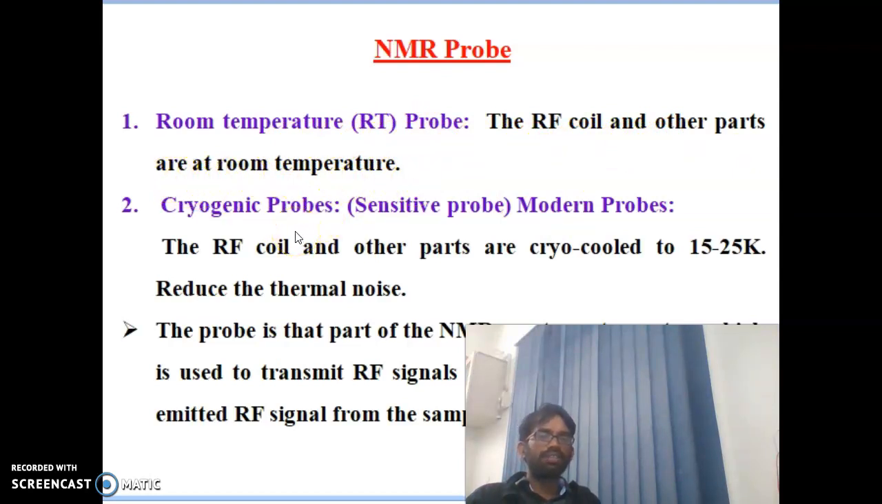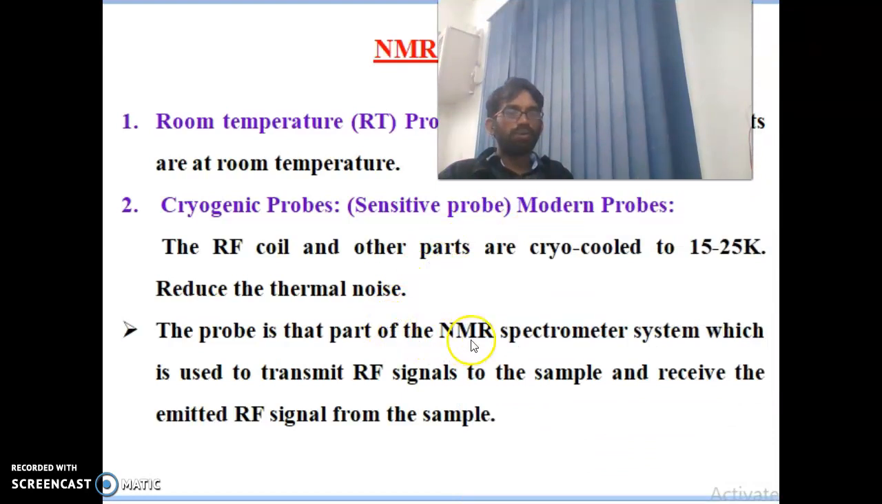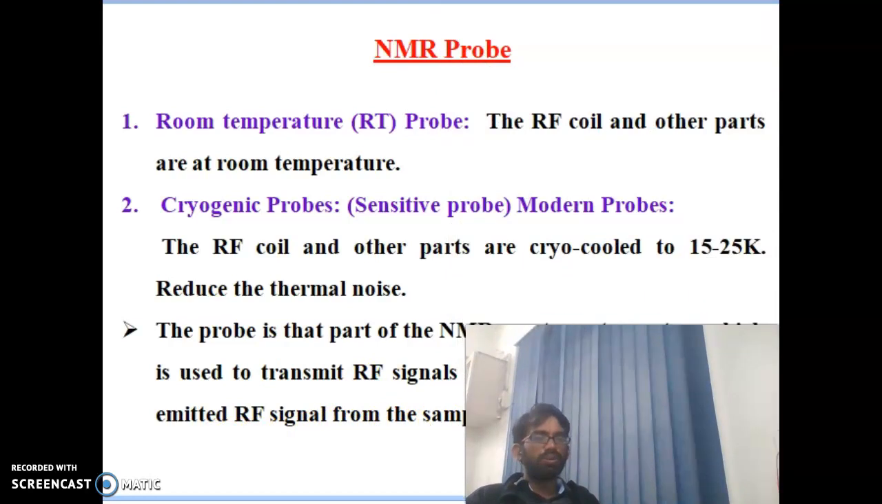The second one is the cryogenic probe, the sensitive probe. The RF coil and other parts of the cryoprobe are held at 15 to 25 K, which reduces thermal noise. The probe is the part of the NMR spectrometer system which is used to transmit the RF signal to the sample and receive the RF signal emitted from the sample. So probes are of two types, the RT probe and the cryogenic probe.